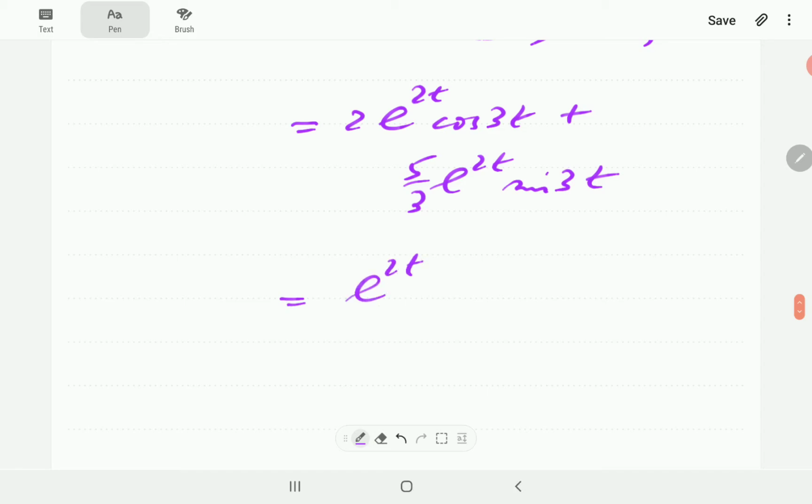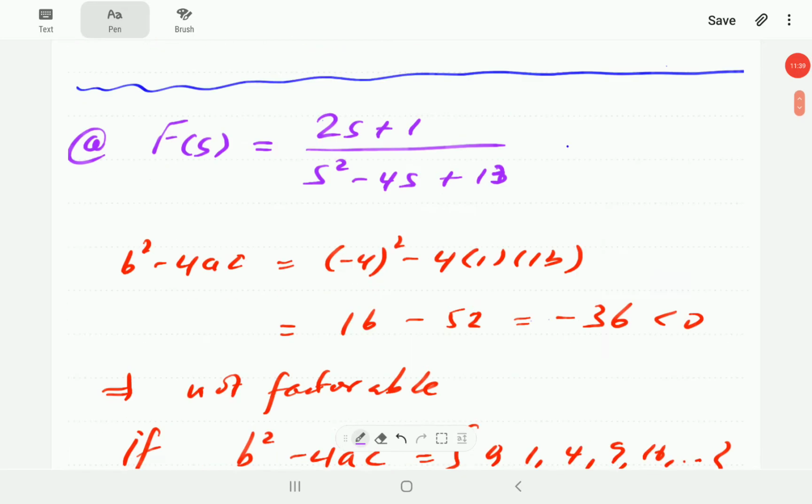Of course, here we can factor out the e to the 2t, so it's going to be 2 cosine 3t plus 5/3 sine 3t, and that is going to be the inverse Laplace transform of that expression.